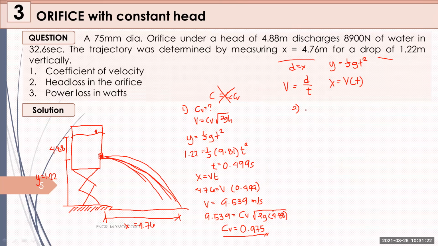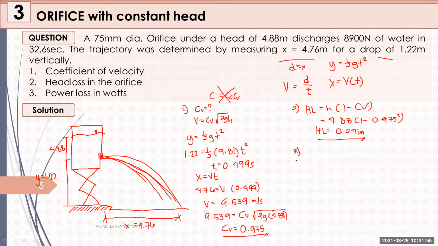Okay, so let us try the other formula that would come to HL is equal to H times 1 minus CV squared. It is the simplified formula. Okay, so you will have 4.88 times 1 minus 0.975 squared. So therefore, your head loss would be equal to 0.241 meters. Pag i-confirm na lang. Okay? So let us proceed to your number 3.